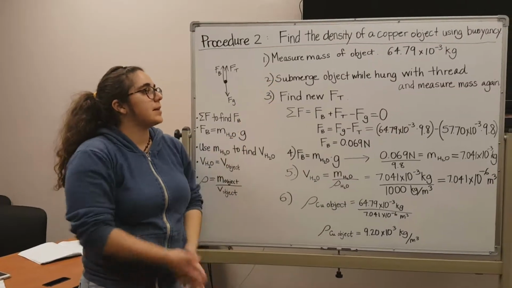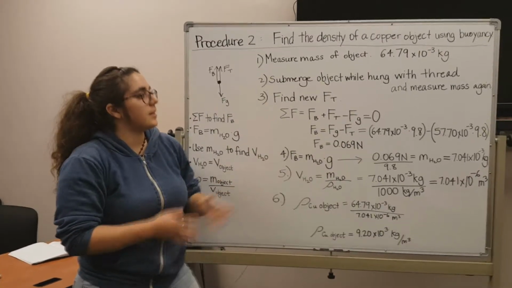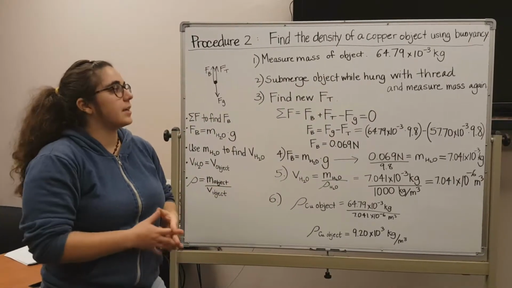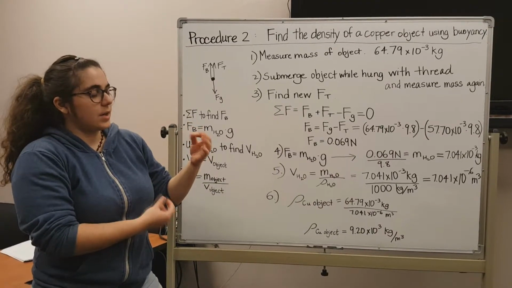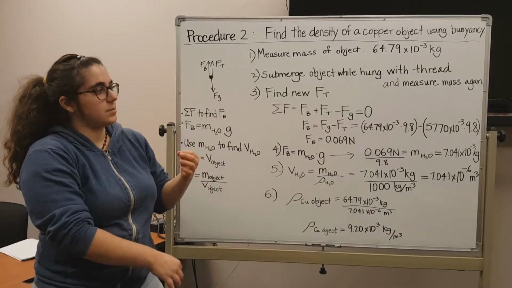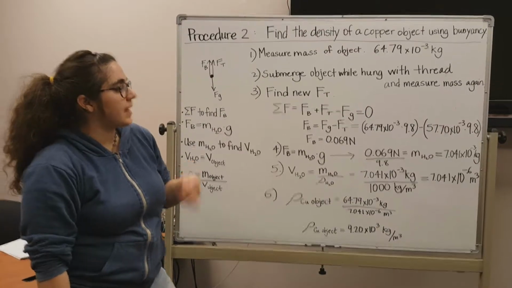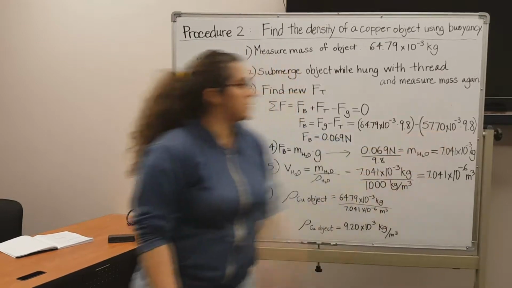First we measured the mass of the object using a triple beam balance, and we got 64.79 times 10 to the negative 3 kilograms. We hung it by a hook on the triple beam balance and submerged it into water and got the apparent mass then. That is this number here, 57.70 times 10 to the negative third.